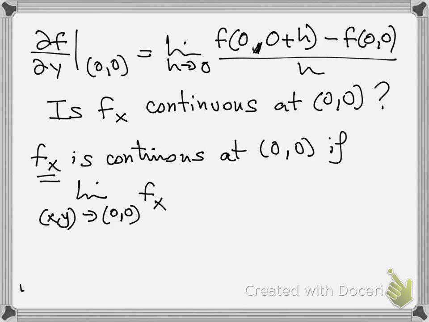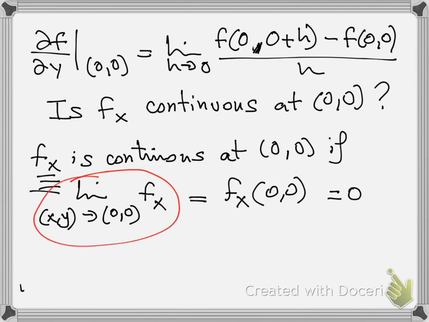My function here is the partial derivative of f with respect to x. That's my function. So I'm interested in the limit of the partial derivative of f with respect to x when (x,y) approaches the origin. If this limit is equal to the value of the partial derivative of f with respect to x at (0,0), which by what we just did is equal to 0. So here, guys, we need to compute the limit of the partial derivative of f with respect to x when (x,y) approaches (0,0), right?